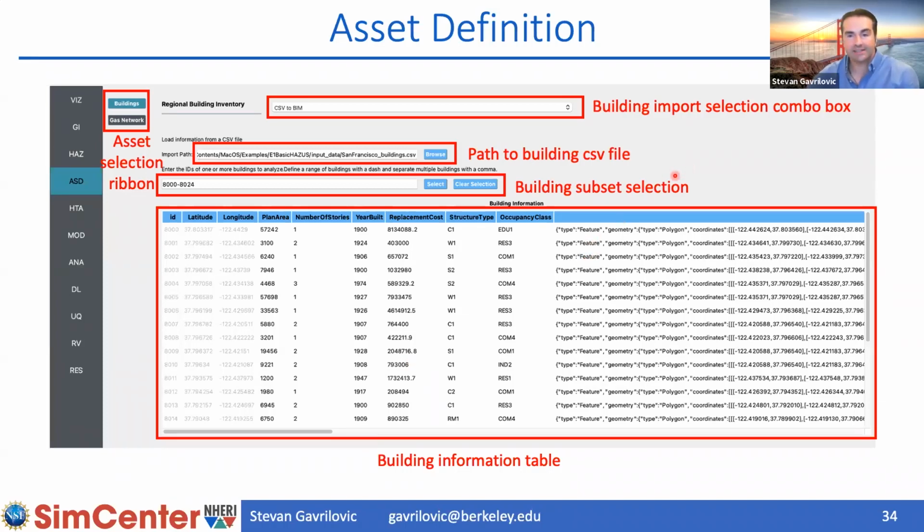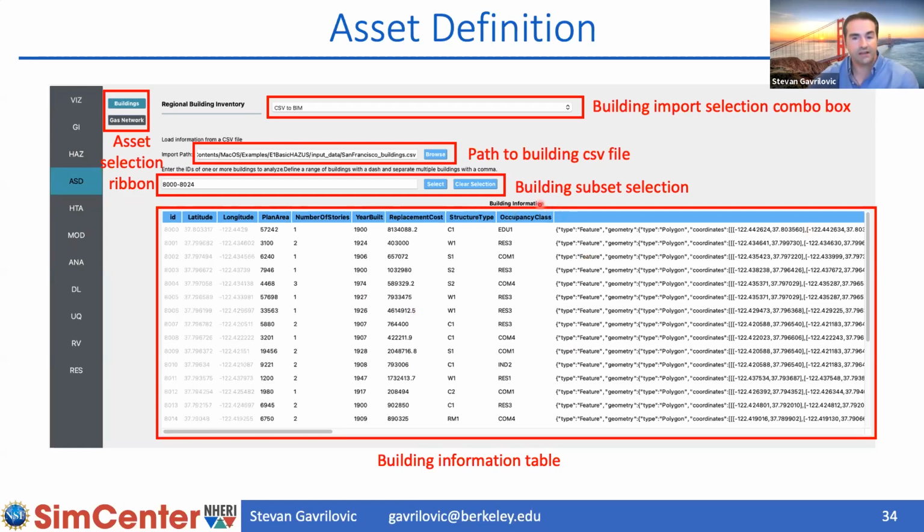So moving on to asset definition. Here, a user enters a building inventory database. Currently, we only support the import of CSV files, but as I mentioned previously, there will be a database creation tool like BRAILS that you'll be able to click on it, define a region on the map, and it will use artificial intelligence to create a building database for that region.